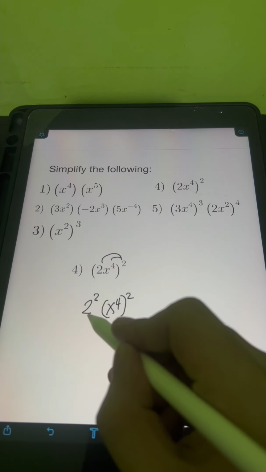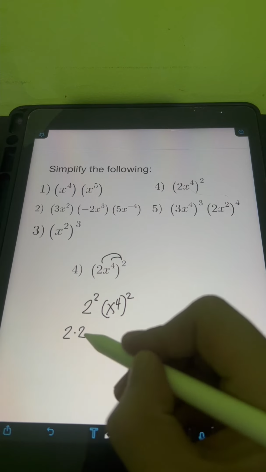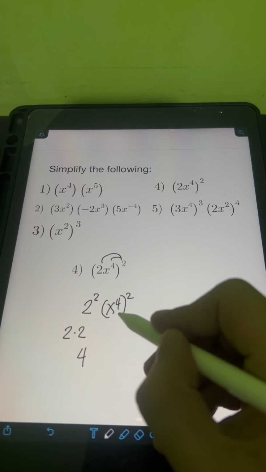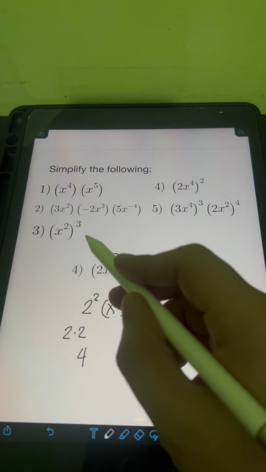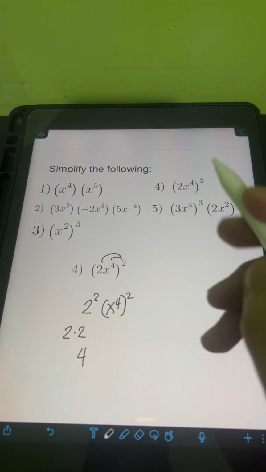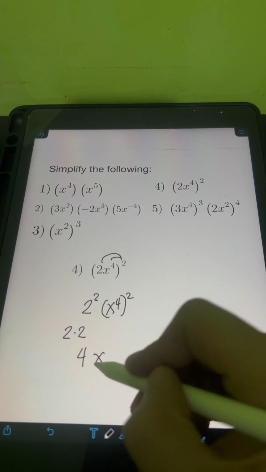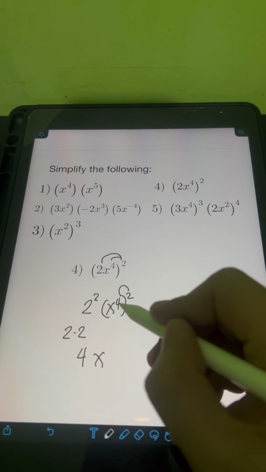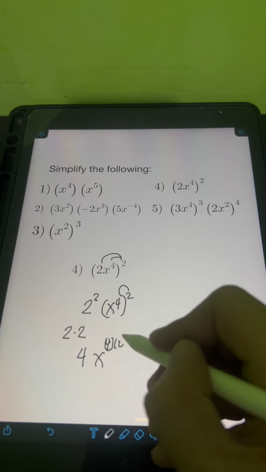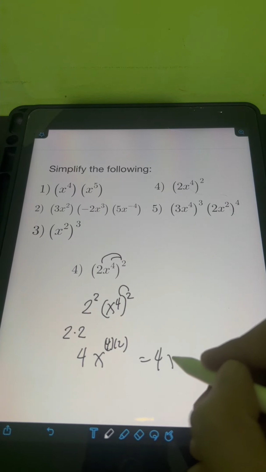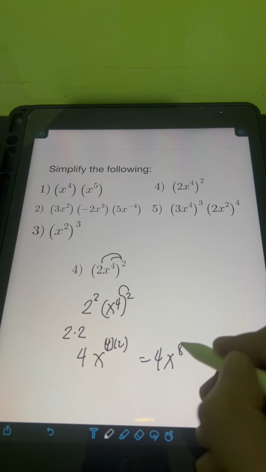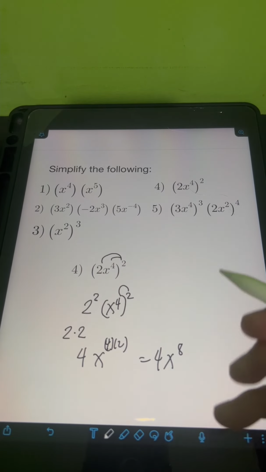So simplifying 2 squared, that's equal to 2 times 2, or 4. Then for x to the 4th squared, you can apply the power to a power law as in number 3. So we can copy the same base x and multiply the exponents 4 times 2. So we will have 4x raised to 4 times 2, or 8. 4x to the 8th power.